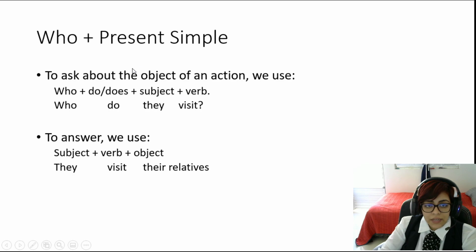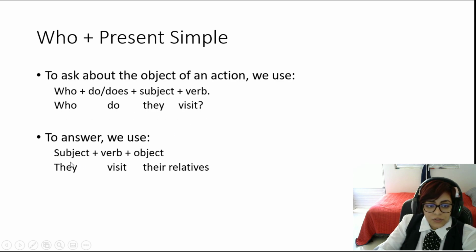We know that the subject is the person that is going to do the action. But we are asking about the object, that means the person, in this case, that they are visiting. For example, we have: Who do they visit? Who are they going to visit? Who do they visit?